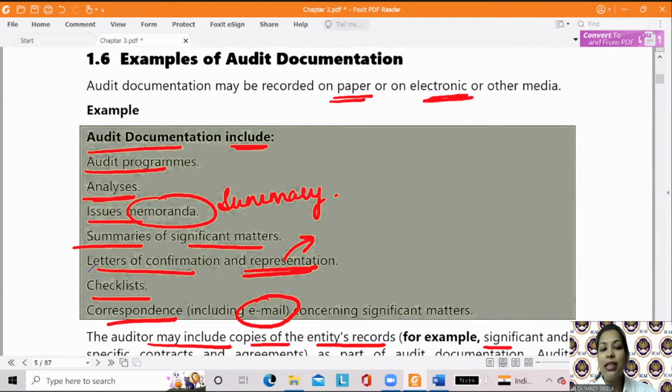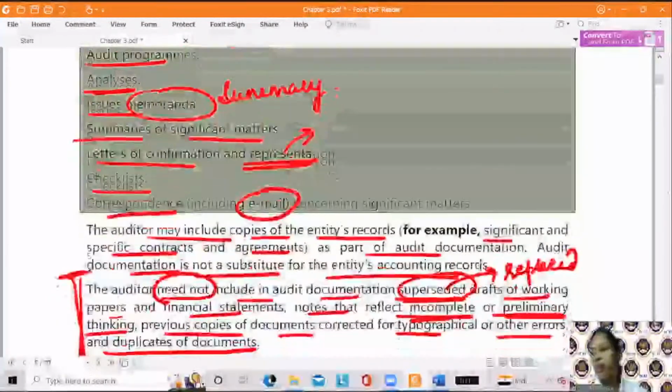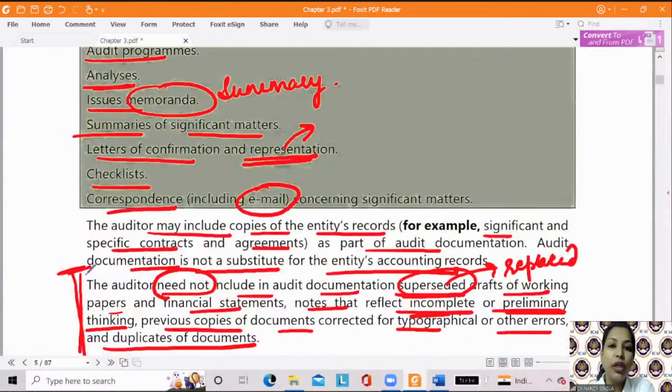Audit program analysis, issue memorandum. Memorandum is what? Summary. Summaries of significant matters, letters of confirmation, checklist, correspondence, everything is included in what? Audit documentation. Copies of entity's records like your contracts or agreements can also be included as audit documentation, but audit documentation is not a substitute for the entity's accounting record.